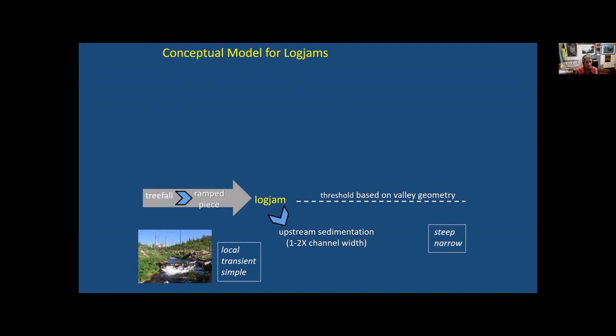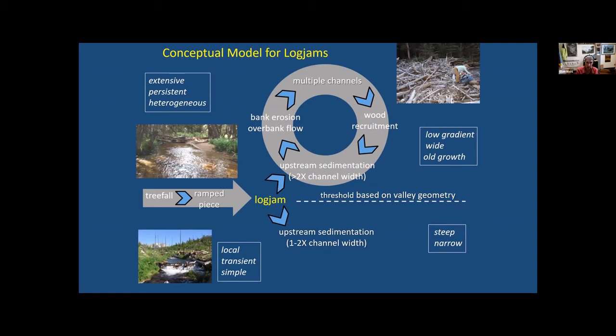And it's transient in that when you have a high peak flow, say the snowmelt peak, there's a lot of hydraulic force exerted on that logjam, both drag and buoyancy. So the logjam's probably going to blow out. Many of these logjams only last a few years, although new ones reform. If you're on the other side of the threshold, in a wide, low gradient portion of the valley, particularly one that has old growth forest that can produce a lot of wood and large pieces of wood introduced to the channel, you can have a very different scenario.